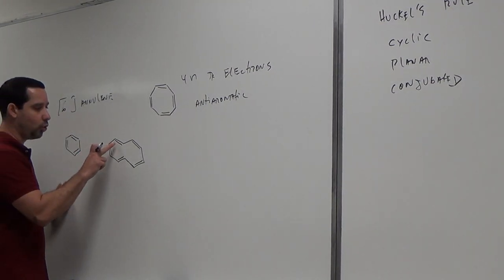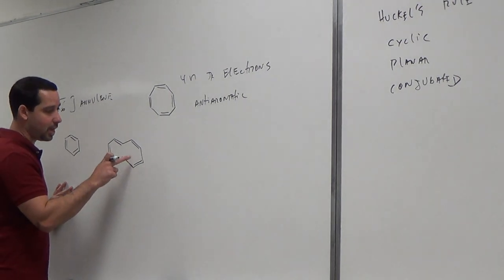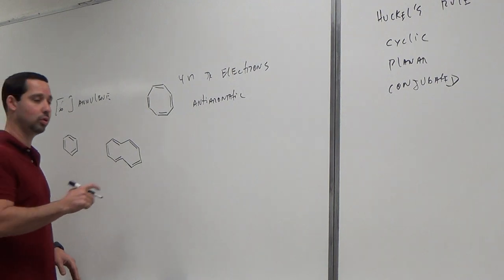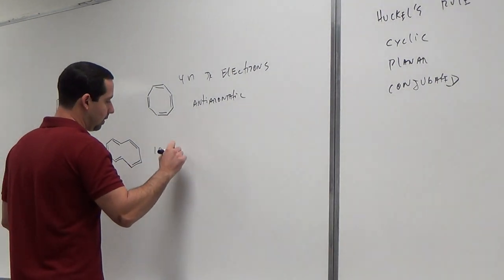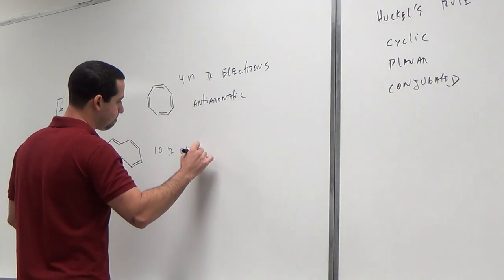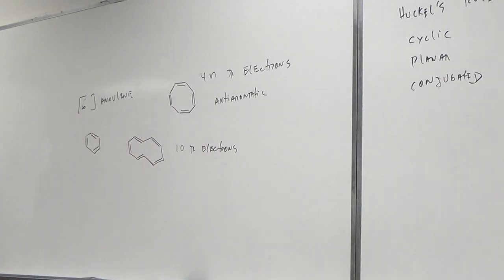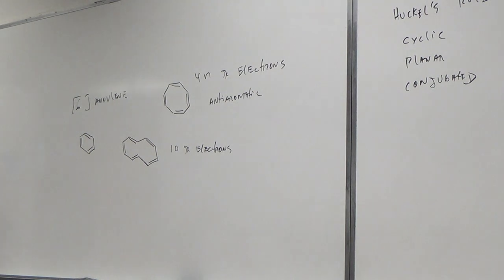So 2, 4, 6, 8, 10. That's 10 pi electrons. That is a Hückel's rule number, so it's aromatic. So, what would you say? You would say that's aromatic.